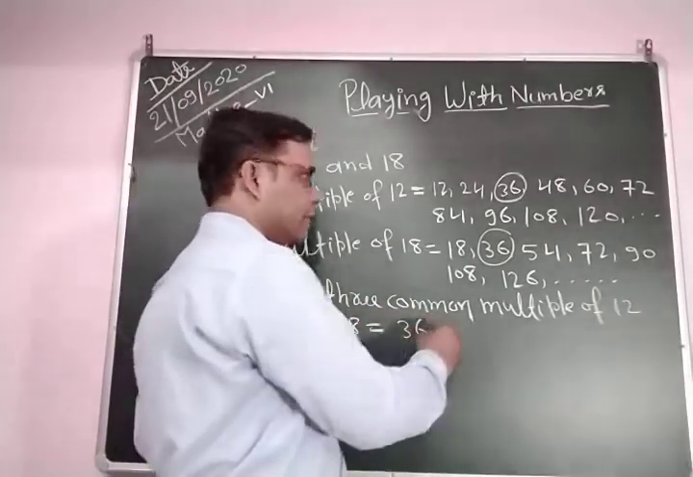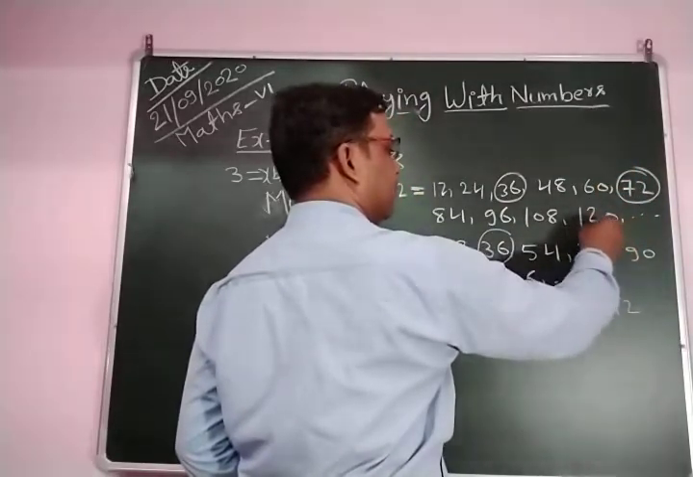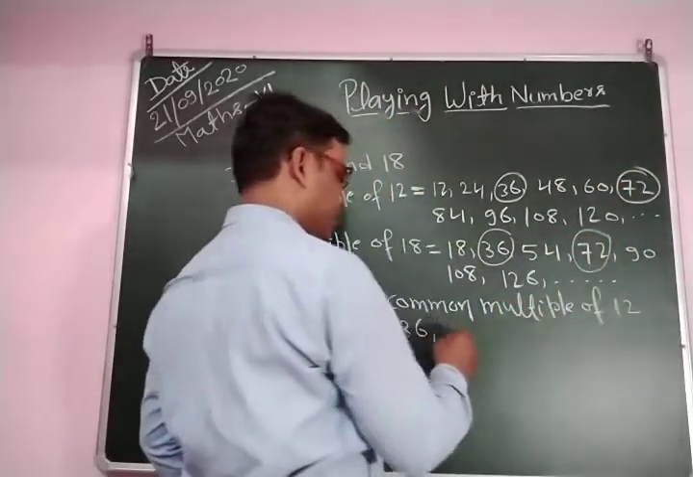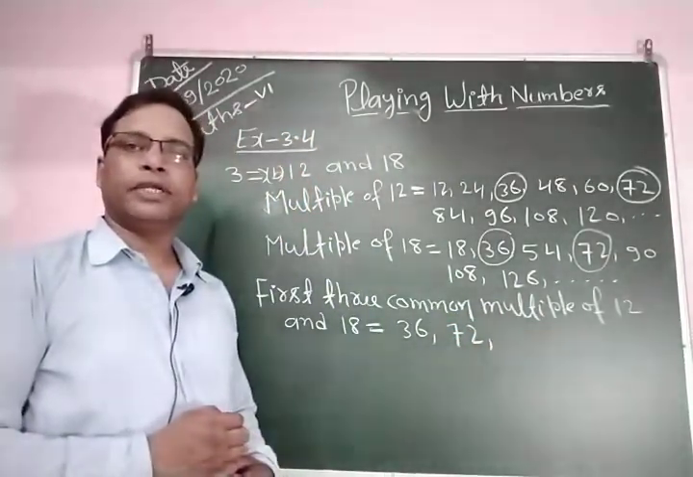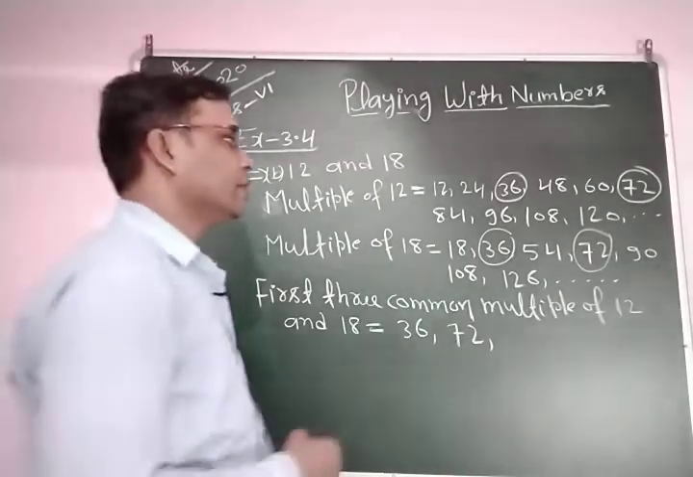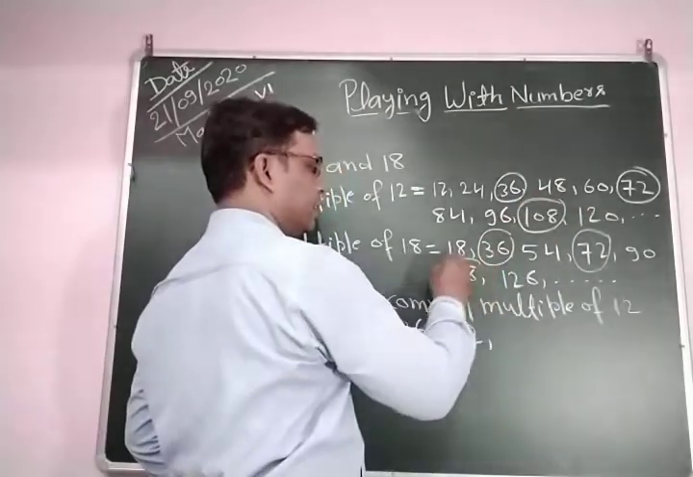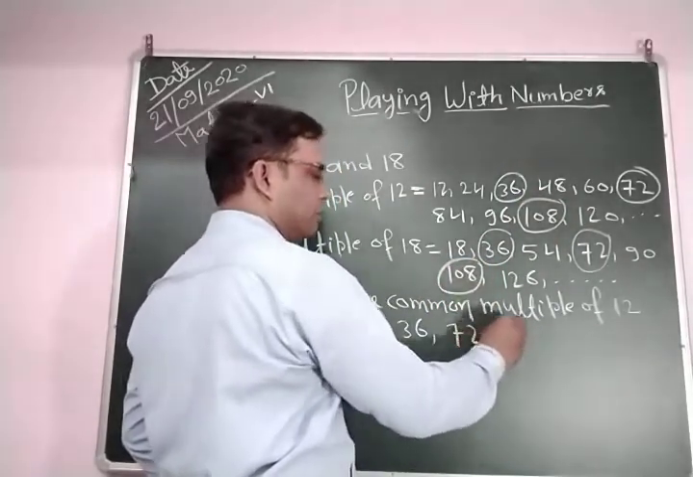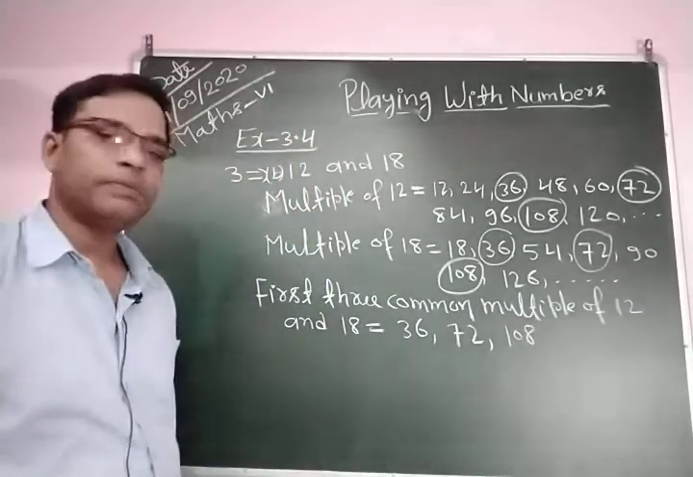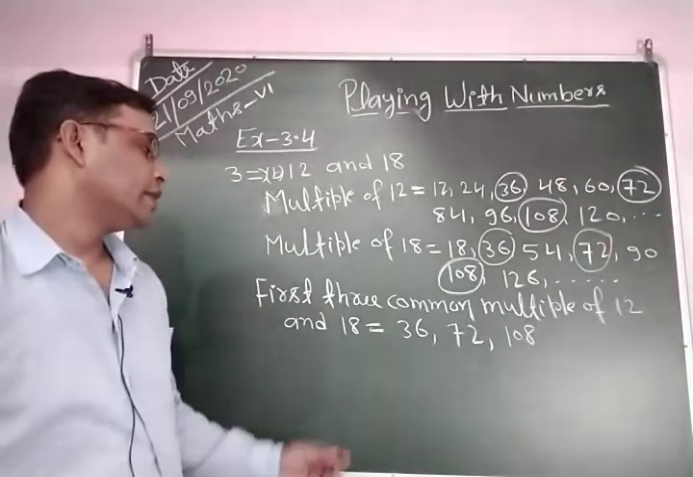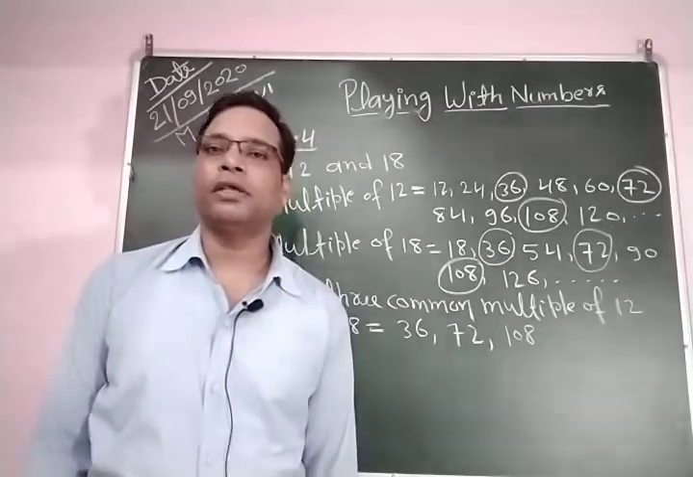Now next you can see here 72. 72 is a common multiple of 12 and 18. Now next you can see 108. 108 is also a common multiple of 12 and 18. So in this way you can see the first three common multiples of 12 and 18 are 36, 72 and 108.